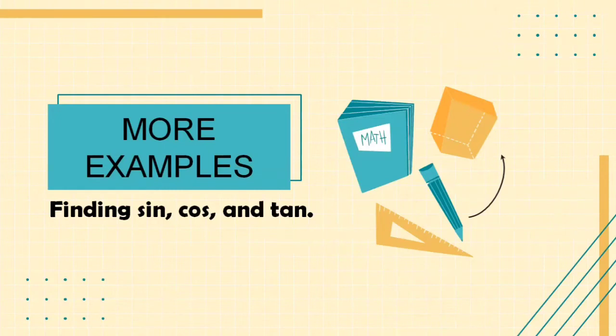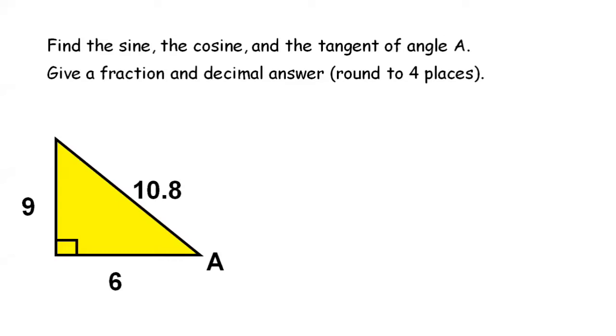Now let's have some more examples in finding sine, cosine, and tangent. Find the sine, the cosine, and the tangent of angle A. You can give a fraction and decimal answer rounded to 4 decimal places. So we have here the values of our three sides. The hypotenuse is equal to 10.8. Our adjacent side with respect to this angle is equal to 6, and our opposite side is equal to 9.